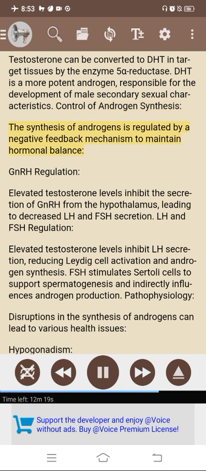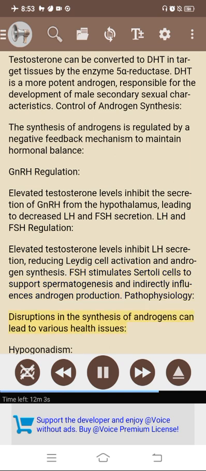Control of androgen synthesis. The synthesis of androgens is regulated by a negative feedback mechanism to maintain hormonal balance. GnRH regulation. Elevated testosterone levels inhibit the secretion of GnRH from the hypothalamus, leading to decreased LH and FSH secretion. LH and FSH regulation. Elevated testosterone levels inhibit LH secretion, reducing Leydig cell activation and androgen synthesis. FSH stimulates Sertoli cells to support spermatogenesis and indirectly influences androgen production.